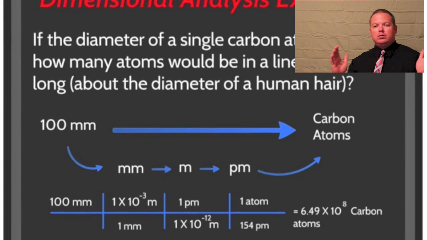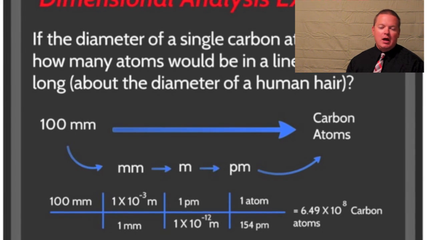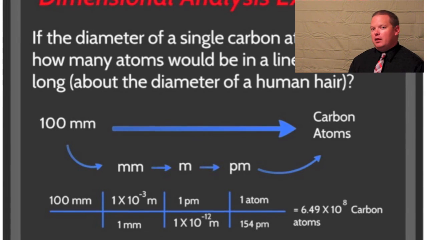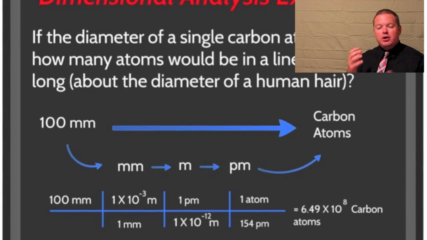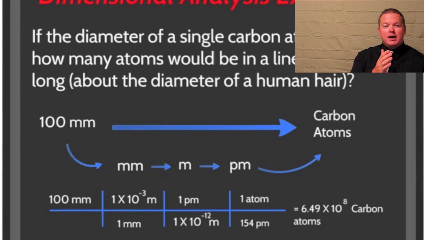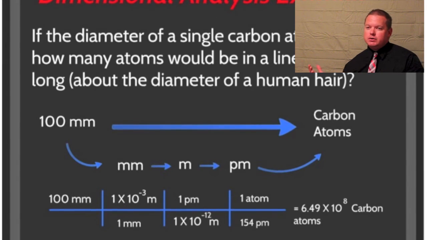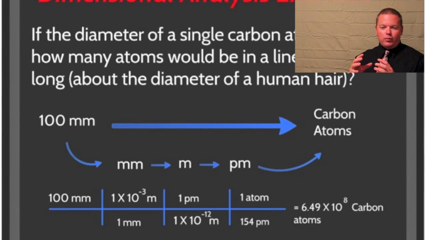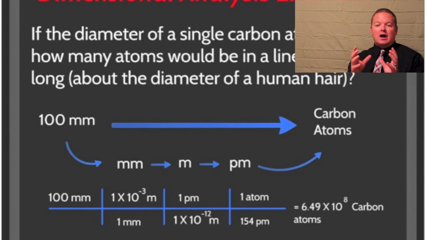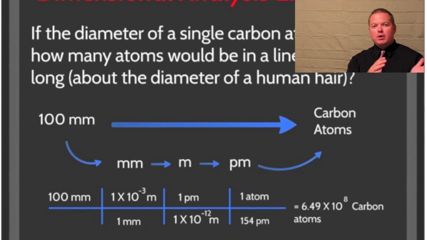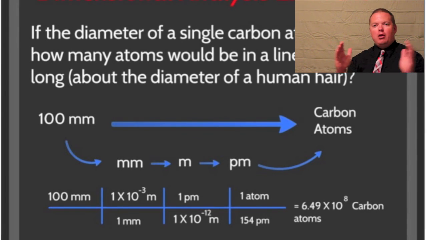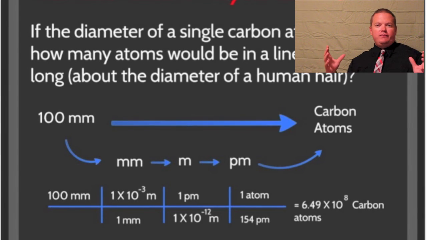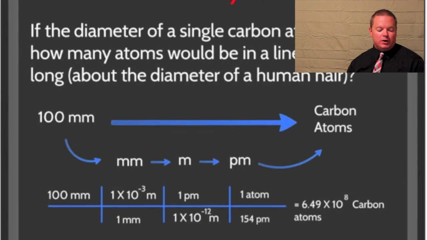So we're given a total line length of 100 millimeters, and somehow we have to relate that to the number of carbon atoms that would fit in that line. The unit we're given for the line is millimeters. We can convert that to meters, because that's our base unit for length. And then we can go to the size of the carbon atom, which is in picometers. If we know how long that line is in picometers, we should be able to figure out how many atoms will be equivalent to that line. So that's the process that we're going to take.